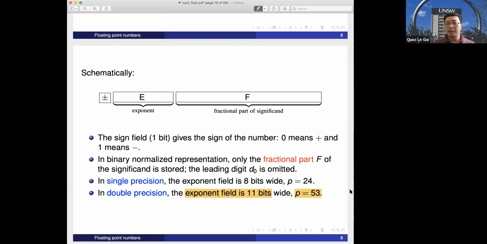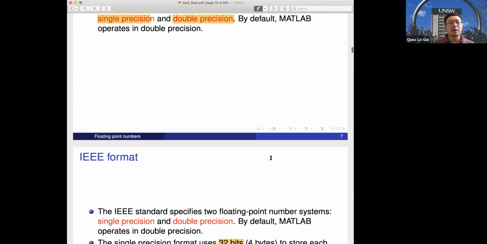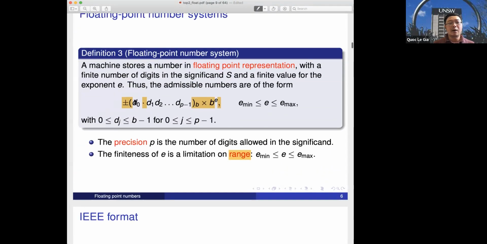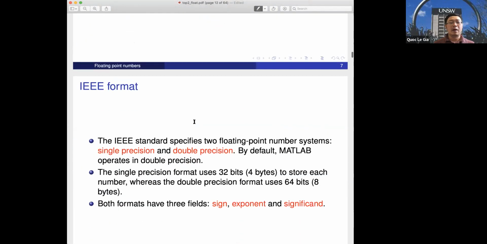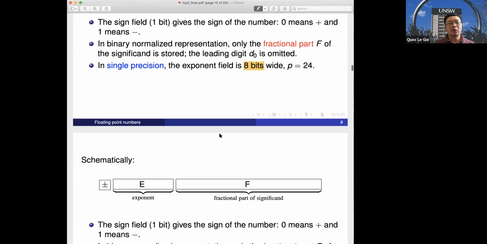So the P is the representative of the number of bits allocated to the fractional part. So remember P in our notation is like this: D0, D1, up to D(P minus 1). You don't store D0, so it means that you store only P minus 1 digits. So if P is 53, then I store only D1, D2 up to D52. That is just a notation, and this notation was specified by the IEEE.